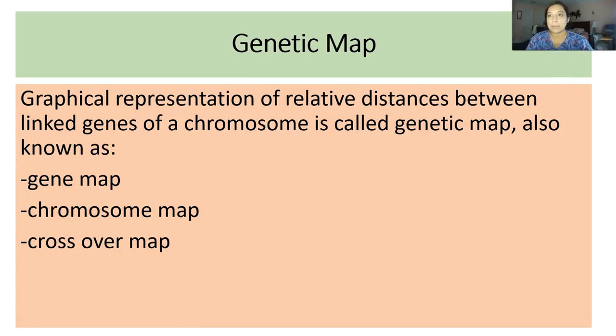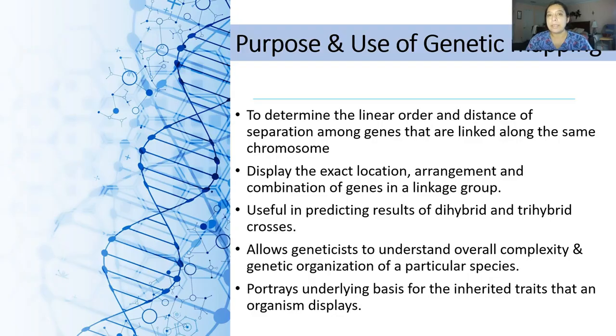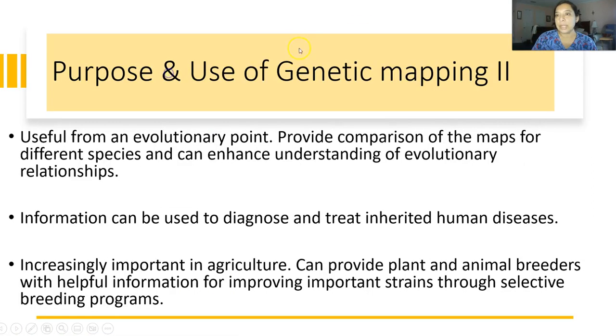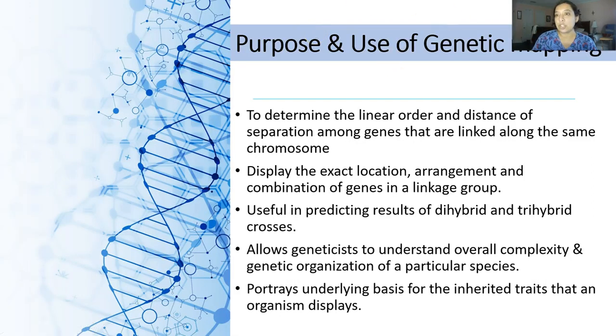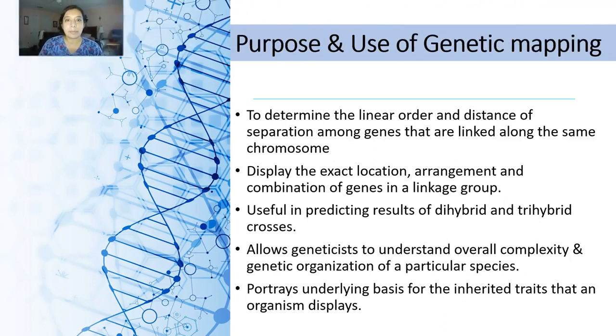and it is a graphical representation of relative distance between any number of genes. These can be called gene map, chromosome map, or crossover map. The purpose and use of genetic mapping is essentially to determine the linear order and distance of separation among genes that are linked on the same chromosomes.